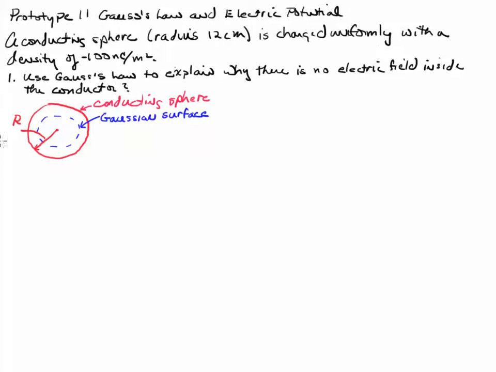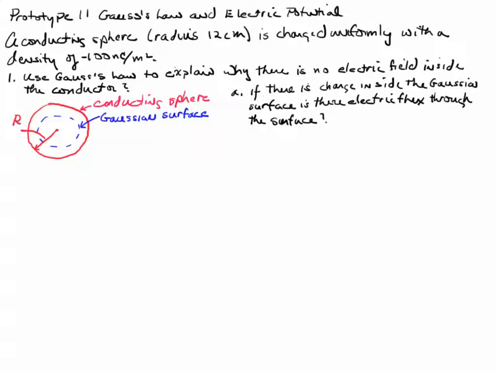Now let's consider the conducting sphere at radius r, and I'm going to place a Gaussian or imaginary surface on the inside of the conducting sphere. And the first question to ask yourself is, if there is a charge inside the Gaussian surface, is there an electric flux through the surface? Pause the video, answer the question.